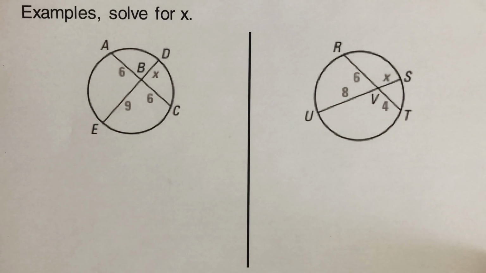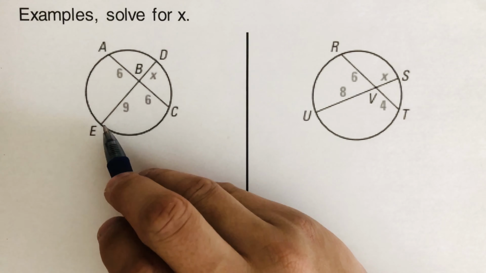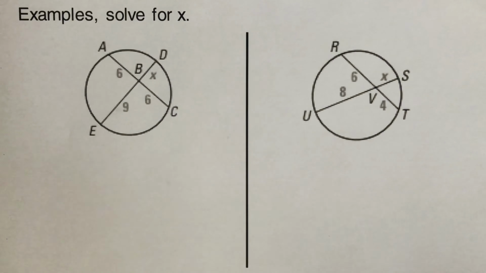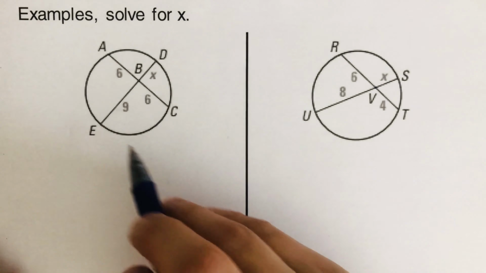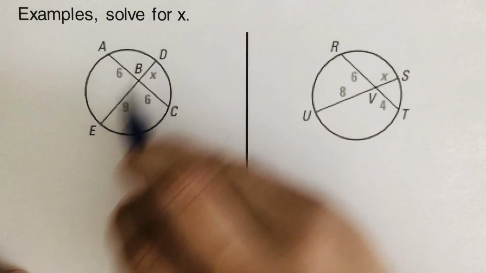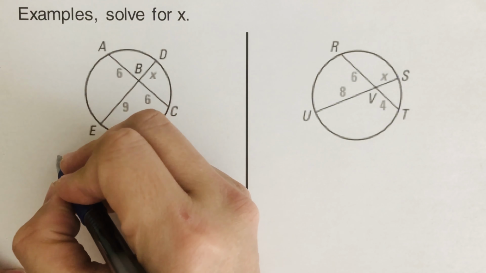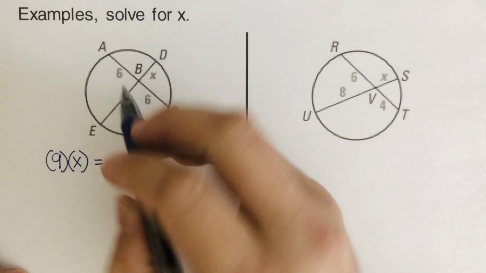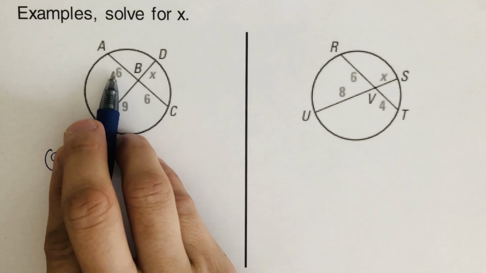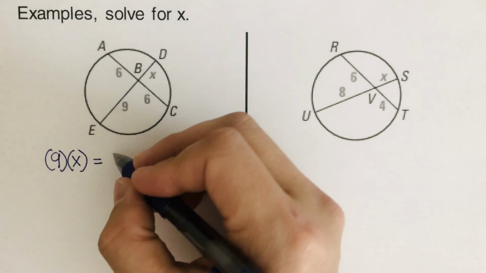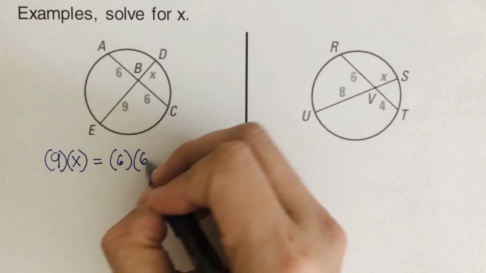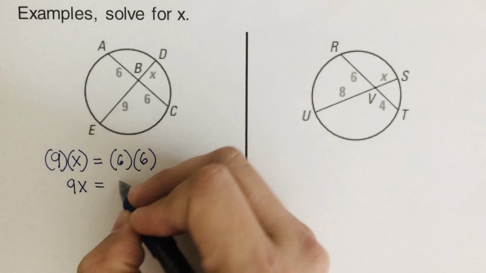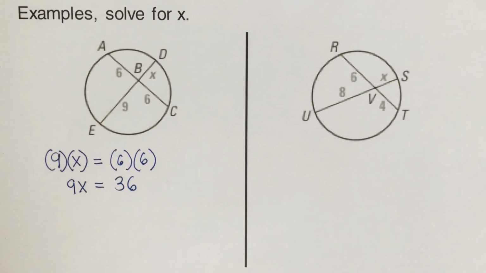So we're supposed to solve for X. In this problem here, we are given the chords are chord ED and chord AC. To set up our equation, remember that they have to come from the same line segments. So I can go ahead and set this up as 9 times X is equal to, they're from the same line, I go from the same line every time, so that would be 6 times 6. So then from here, we multiply. This is 9X is equal to 36. 6 times 6 is 36.